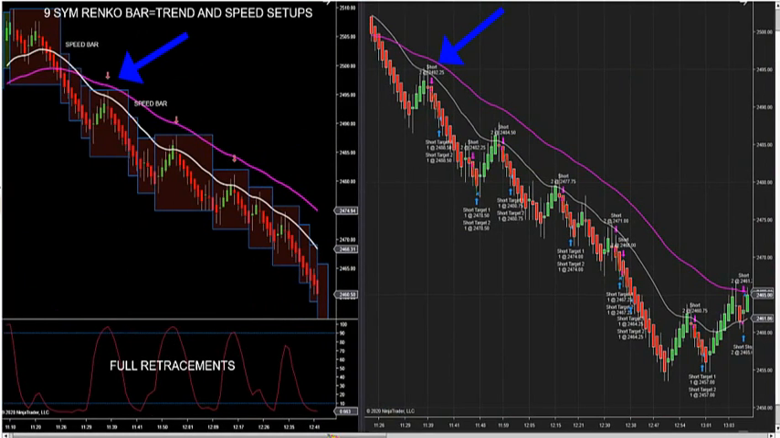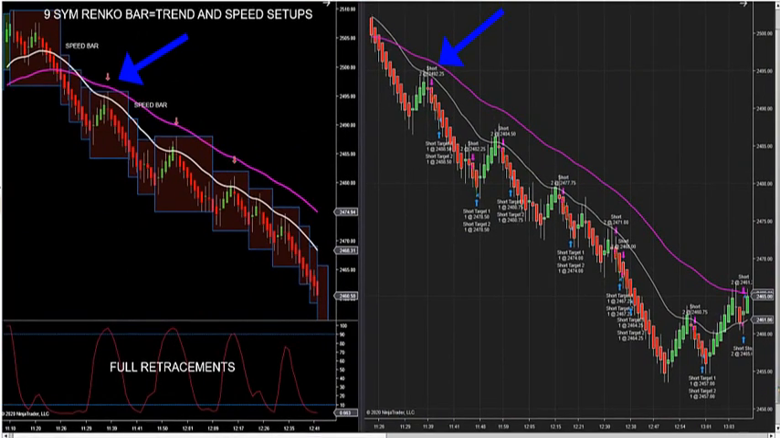So what I've done is I've built a strategy that is going to go out to all the traders that lease the program with our current program that we have now. And there's no extra fee for this. It's just going to be able to show you where the possible retracements are.